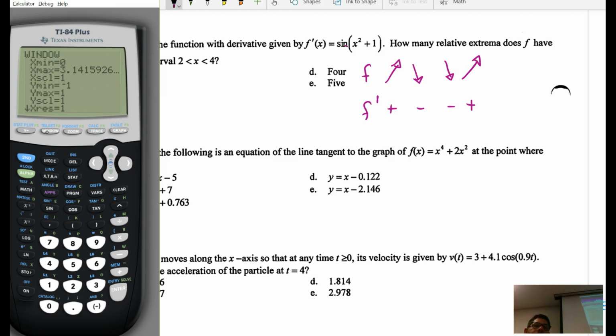Let's check our window. 2 to 4, that's the interval that's given. And the y's, negative 1 to 1. We want to see where f prime is changing from positive to negative or negative to positive. And in order to change signs, the graph has to pass through the x-axis, has to pass through y equals 0. 1, 2, 3, 4 times. 4 times that the graph is changing signs here. Answer is D.